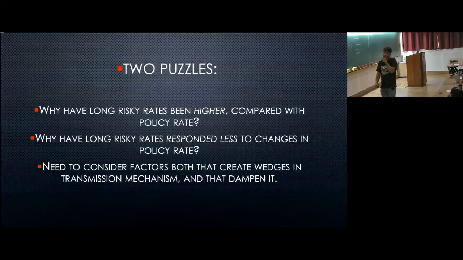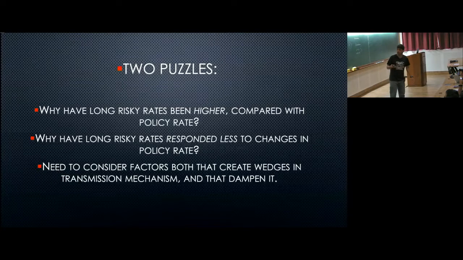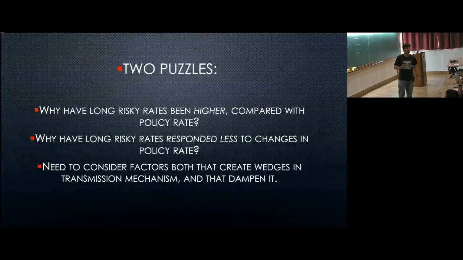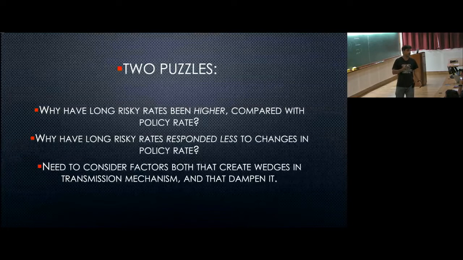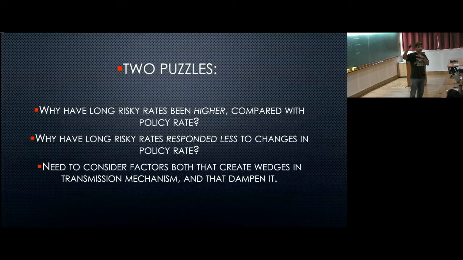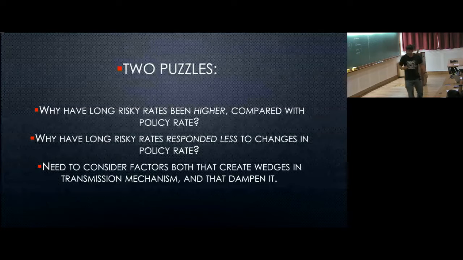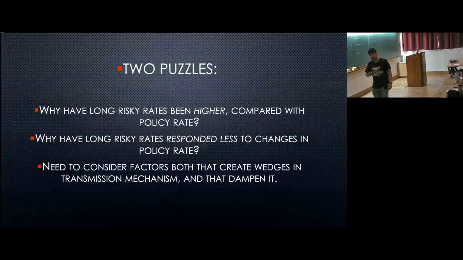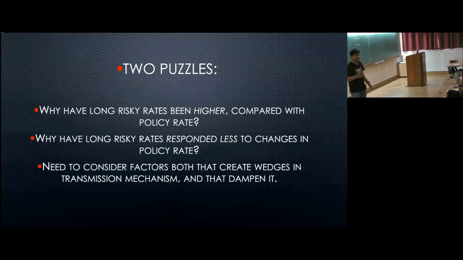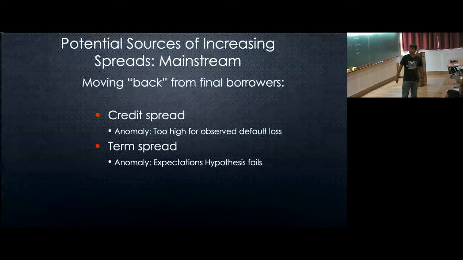Why have the long risky rates been higher compared with the short rate, which is the policy rate? And more importantly, why have they responded less to the policy rate? Because if it's a large difference, but it responds, at least you can say that there's a response. But that hasn't happened. And in order to do that, we need to understand the factors which create wedges and dampeners in this mechanism. And that's the sort of understanding that we want to get.